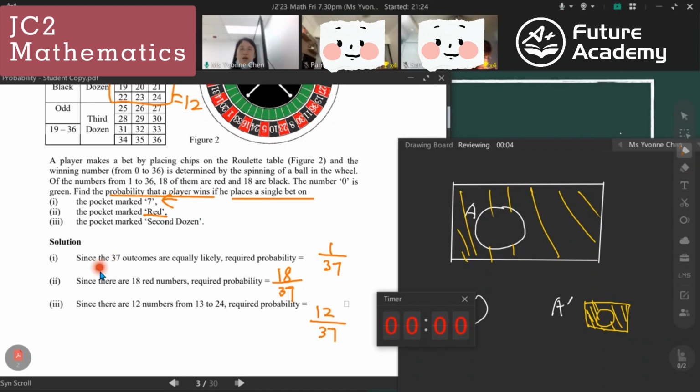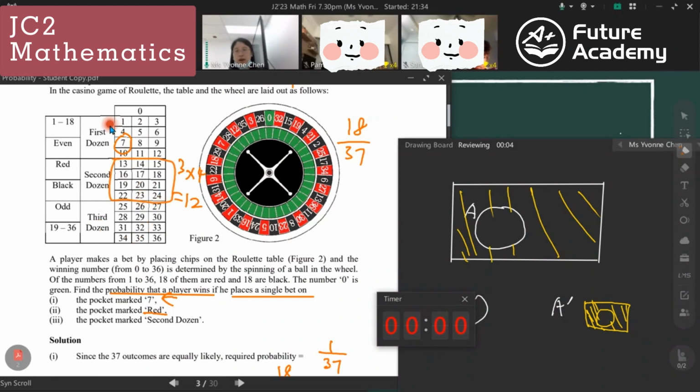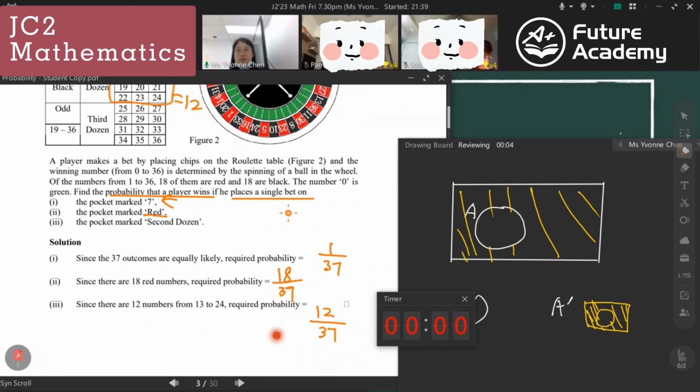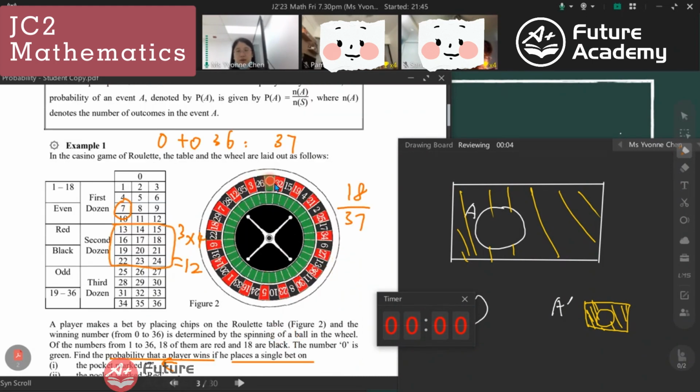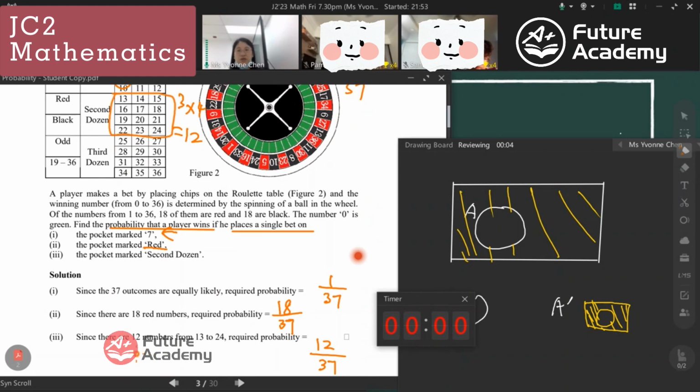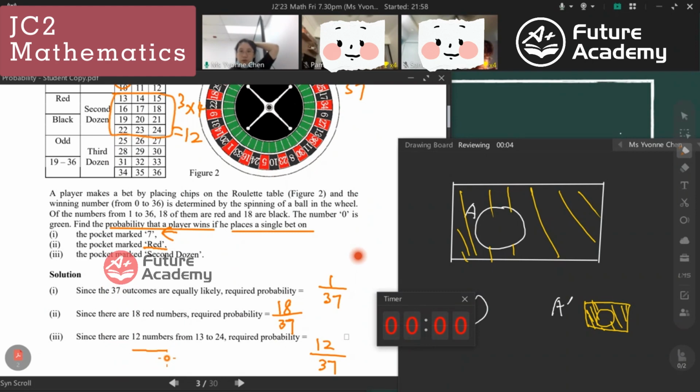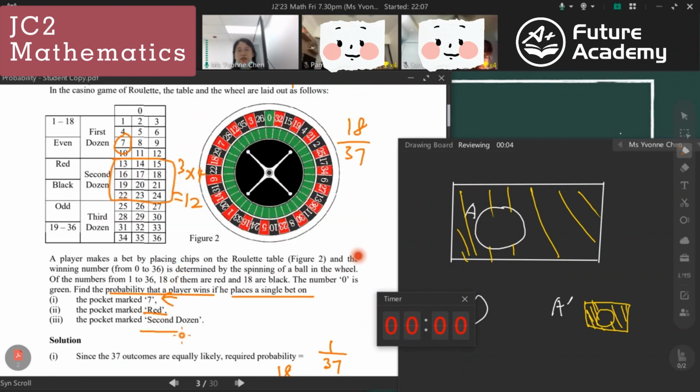Look at the explanation here. There are 37 outcomes. All of them are equally likely to occur. So to get the 7, that's basically only 1 out of 37. Second part, we look at the roulette. Basically, we have only one green. The rest are either blue or red. So we have 18 out of 37. For the last part, there are 12 numbers from 13 to 24. So we get 12 out of 37 for the second dozen.